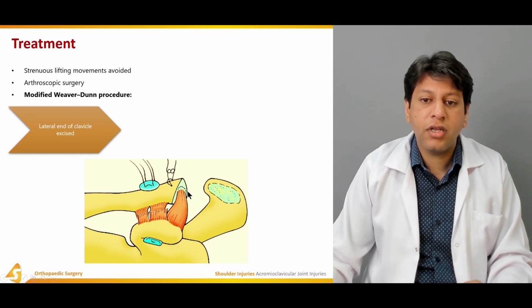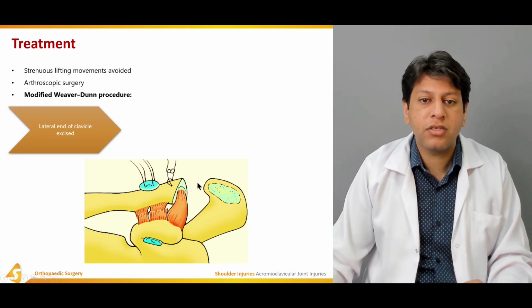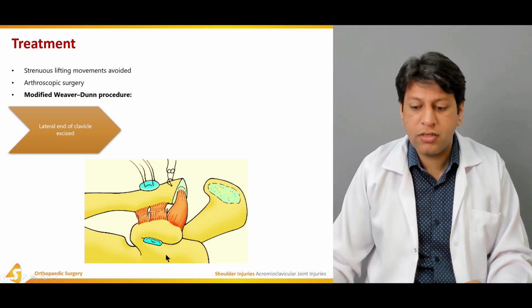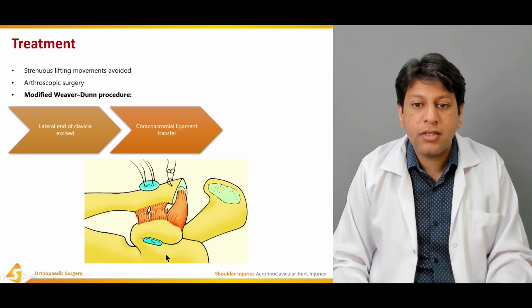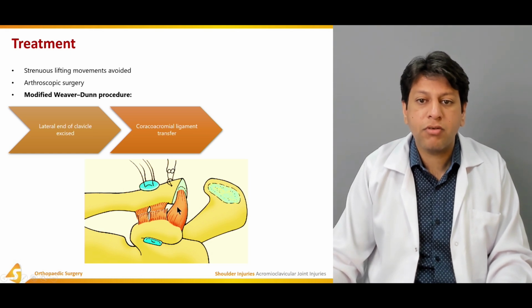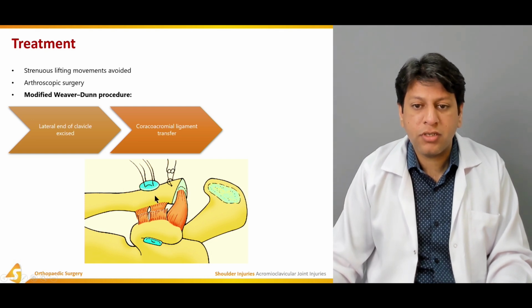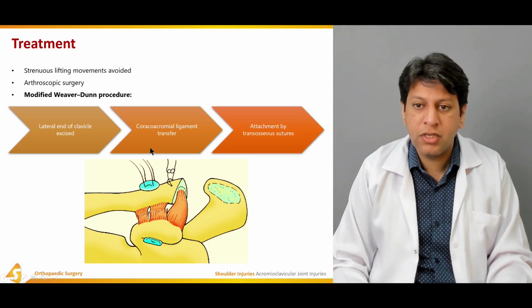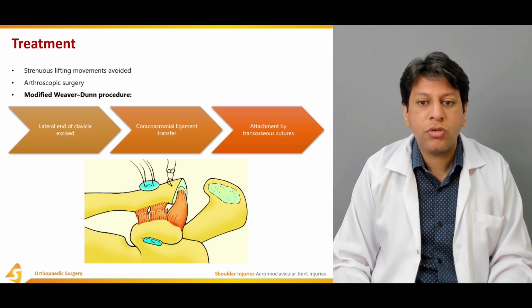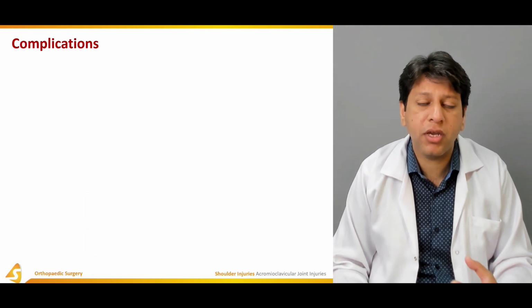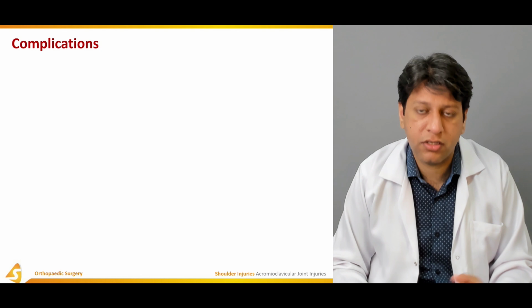If you see the diagram, the lateral end of the clavicle is resected. Coracoclavicular ligaments are repaired by the endobuttons, and then there is a transfer of the coracoacromial ligament as well, so that the clavicle remains in the normal position instead of being displaced upwards. Then the attachment is done through transosseous sutures. This is a classical example to keep acromioclavicular joint reconstruction as an option.